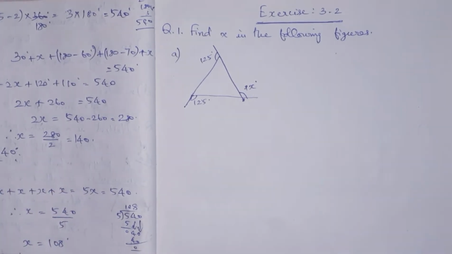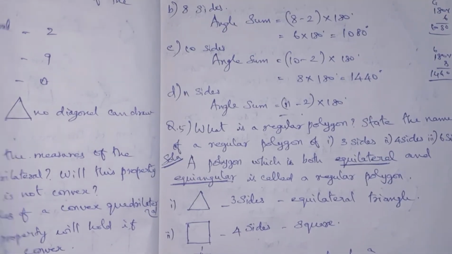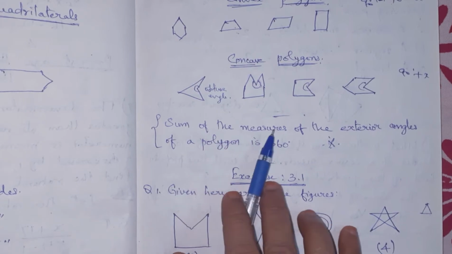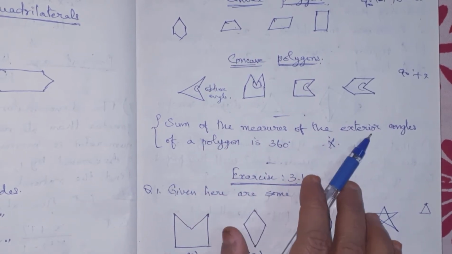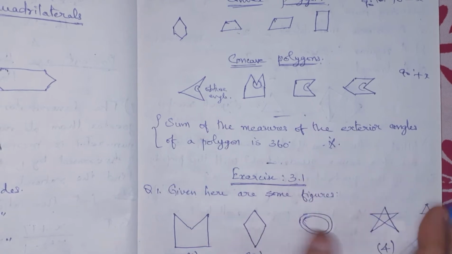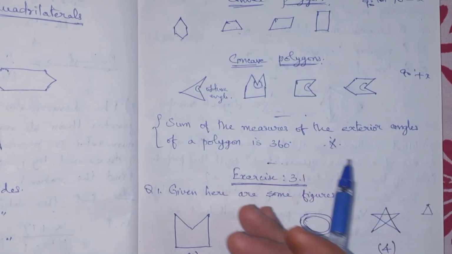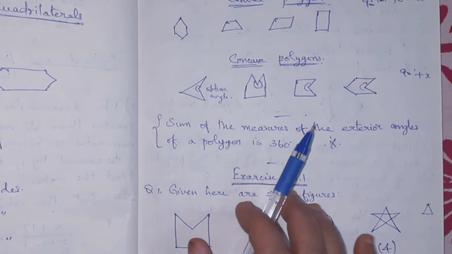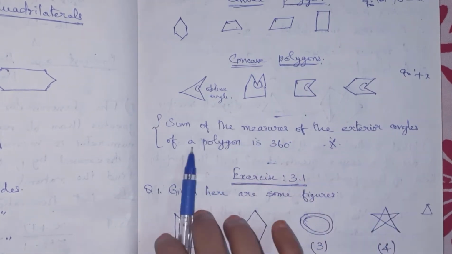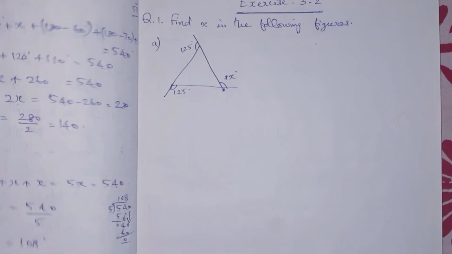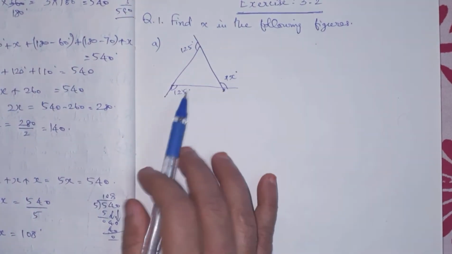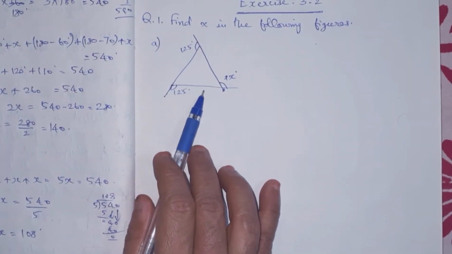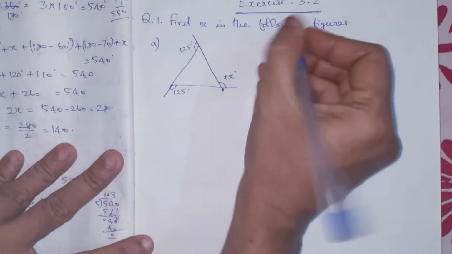We know that the sum of the measures of the exterior angles of any polygon, triangle, rectangle, pentagon, hexagon, octagon, is 360 degrees. Sum means adding all the exterior angles of a polygon is 360 degrees. So to find x in the figure, there are three exterior angles in the triangle.